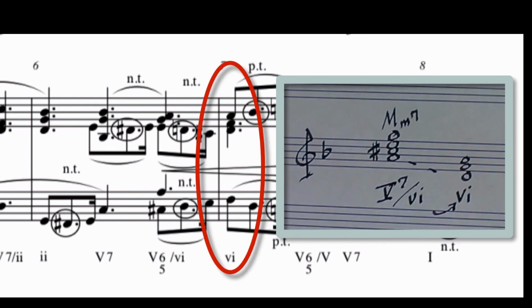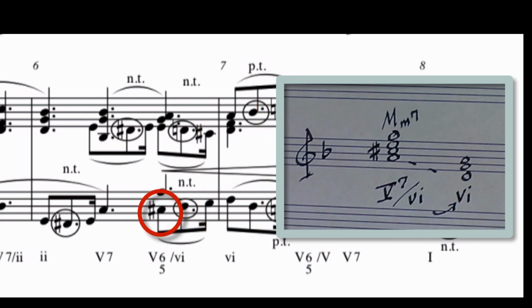And lo and behold, in measure 7, the chord is a D minor chord. That's the 6th chord in the key of F. So we call it 5-7 of 6. In this case, because the C sharp is the lowest pitch, it's in first inversion. So we'll actually label it 5-6-5 of 6.